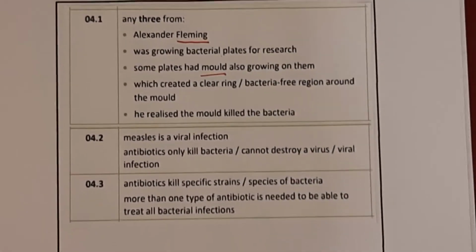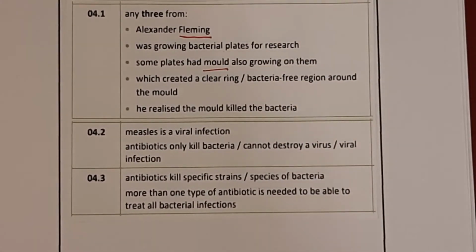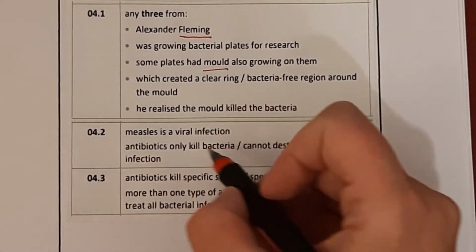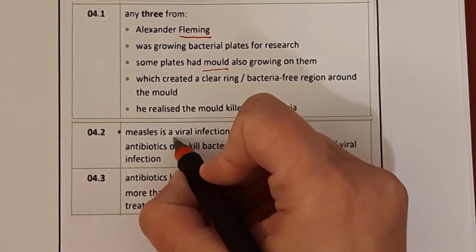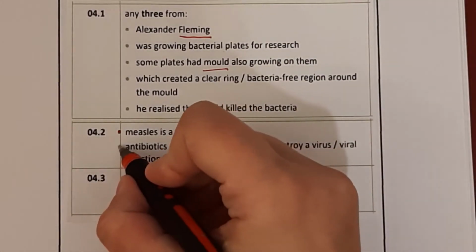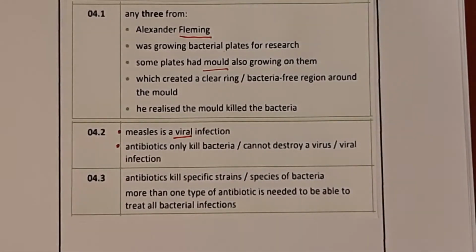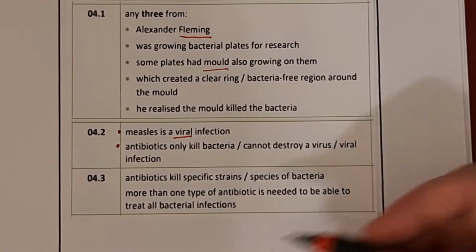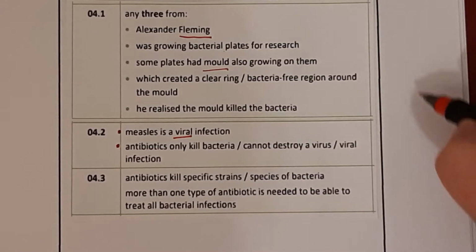Okay, question 2. Explain why an antibiotic drug should not be prescribed to treat a measles infection. So first mark is to say that measles is a viral infection. The idea that measles is a virus will get you a mark. And the second mark is to say that antibiotics are only for bacteria, they don't destroy viruses, you don't use them for a viral infection. Anything about you just don't use antibiotics on a virus. That's your second mark. So you need a mark out of 2 here.